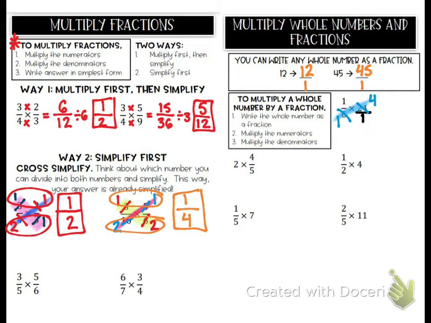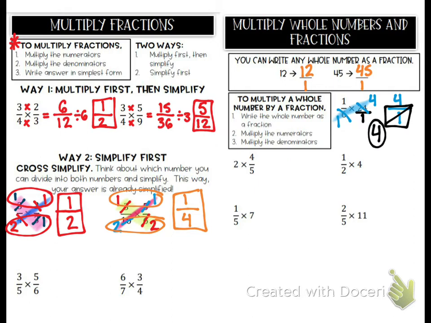Now I'm going to multiply straight across. 1 times 4 is 4. 1 times 1 is 1. We can simplify this even further because we know that any number over 1 is just itself. So that can go away, and the answer would just be 4.